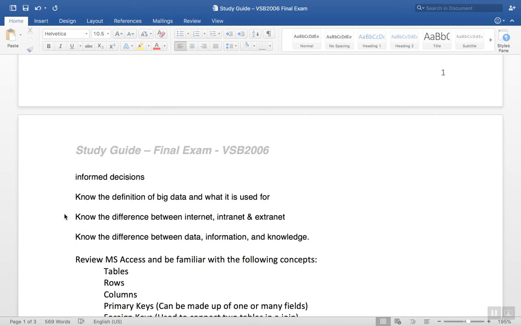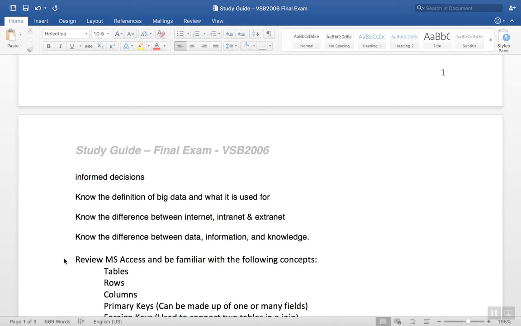So the idea is larger and larger collections of sensor data, things we talk about with the Internet of Things, being able to collect data from any number of sources, then process it and analyze it.